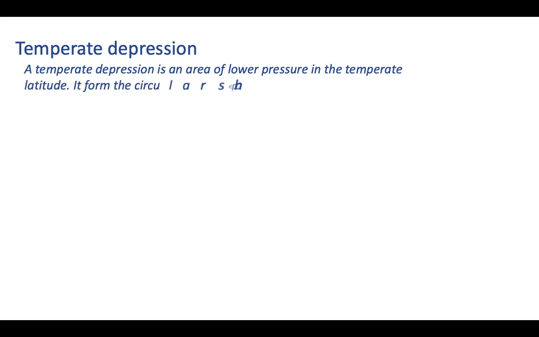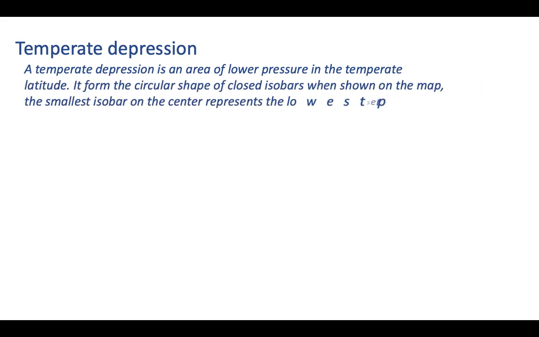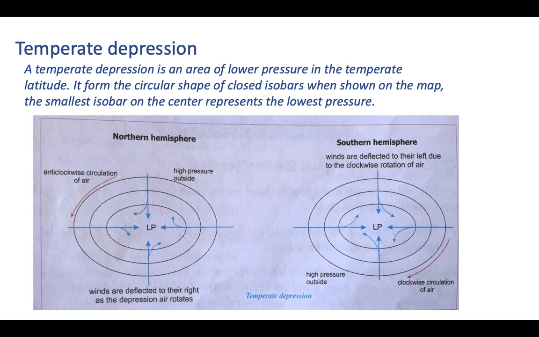So we'll start with a temperate depression, or sometimes said to be a temperate cyclone. We can define it as an area of low pressure in the temperate latitudes. It forms a circular shape of closed isobars when shown on the map. The smallest isobar in the center represents the lowest pressure. So this is the actual representation.